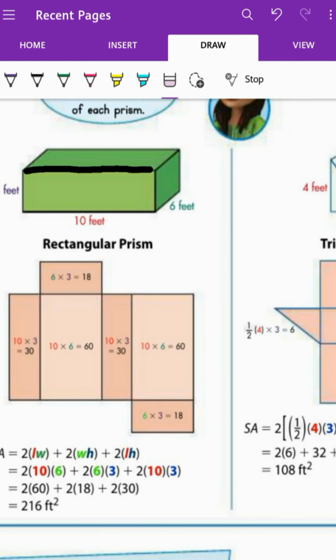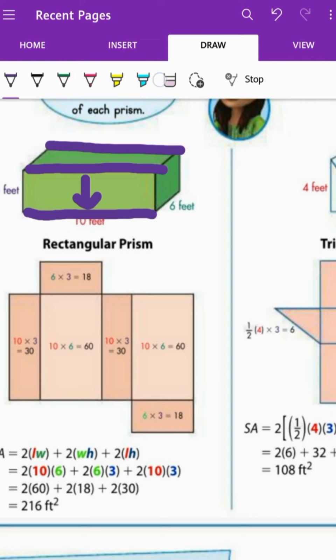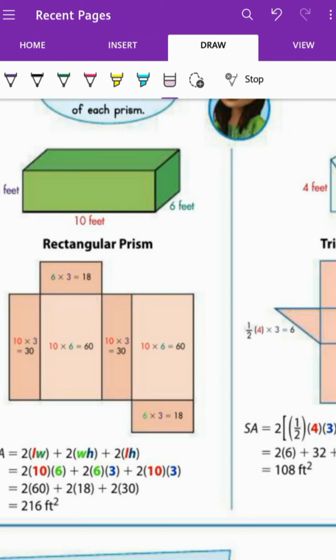The horizontal one, it is opposite with what? See? This is opposite with this. This has no number, but this has the number 10. So the first dimension is 10. The second dimension, this one, meets with this one, or is opposite with this one. So all of them are 6. So the second dimension is 6.